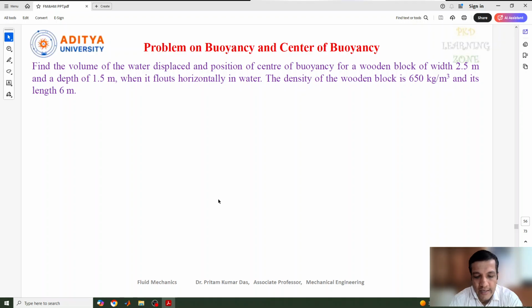In this lecture, we'll discuss a problem related to buoyancy and center of buoyancy. In the previous lectures, we have discussed the theory part of buoyancy and center of buoyancy. So let's discuss some problems related to this.